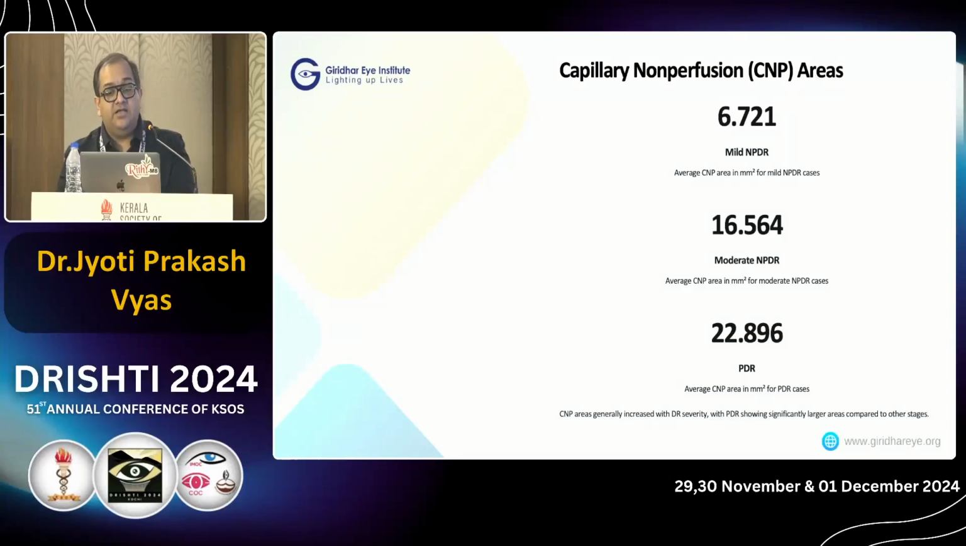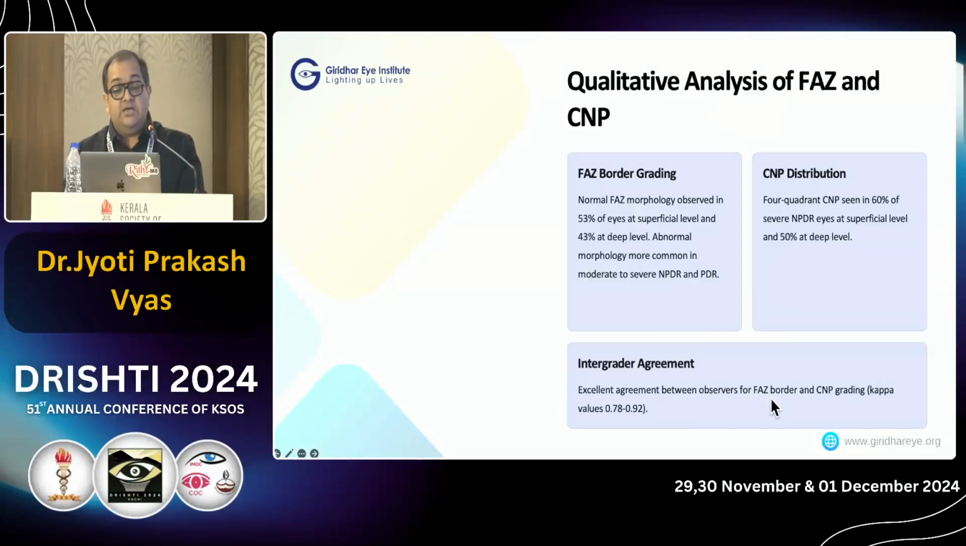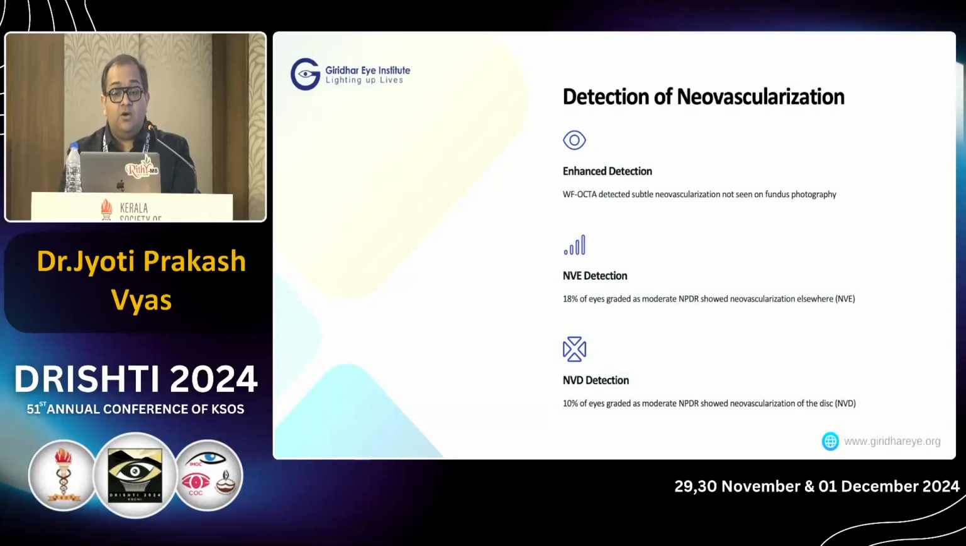Then came the other parameters which have already been explained in the previous talks, the capillary non-perfusion area. If you look at the three numbers here, in mild NPDR the area of FAZ was to the tune of 6.7 millimeter square, which increased all the way to 22.8 millimeter square in PDR cases. Another was the quantitative analysis of FAZ and the CNP, mainly for assessing whether the disease is progressing or not. They also added the element of looking at neovascularization as compared to wide field fundus photography.